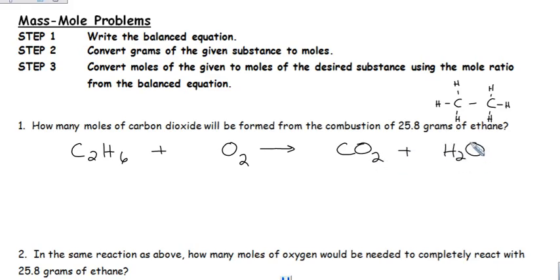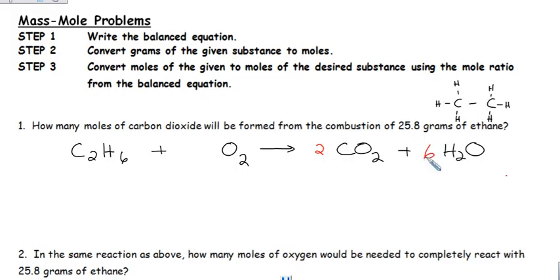I need to balance this. So I'm looking at 2 carbons. 3 times 2 is 6 hydrogen. And my oxygen. All right, 2 times 2 is 4, and 3 is 7. But all I have here is O2. It's this little guy that's making it an odd number, so let's double it. Instead of 3, let's make it 6.